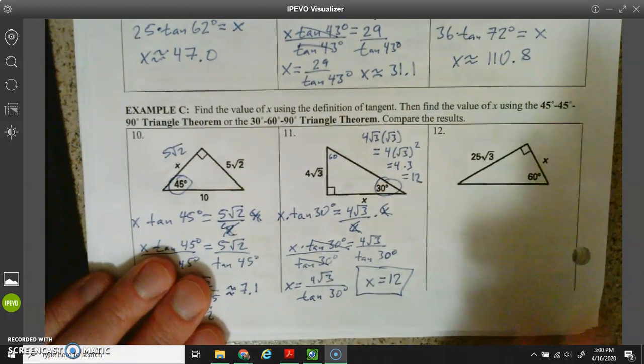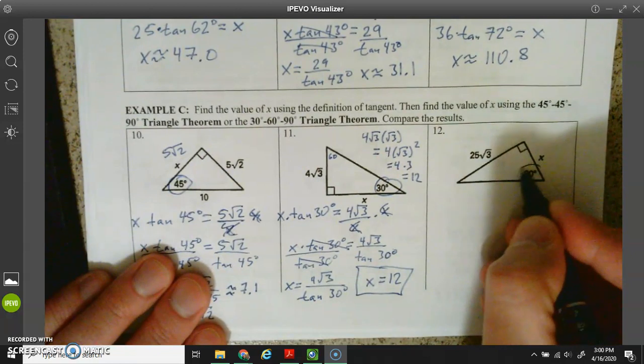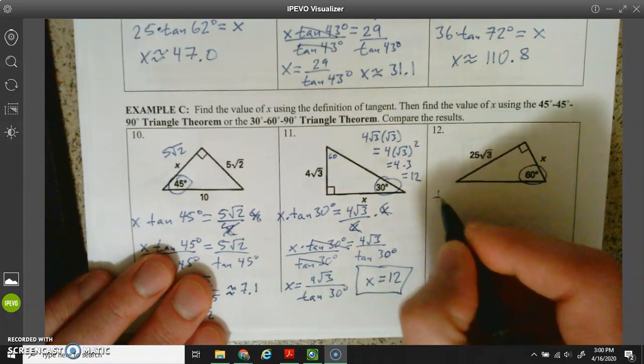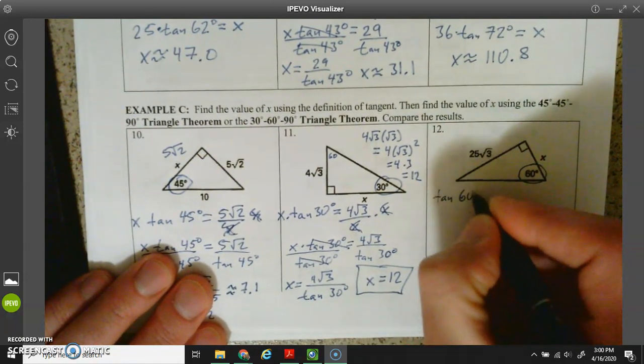On this other one over here, so this is a 30, 60, 90. Again, this is the reference angle. So we're going to do tangent of 60 degrees.